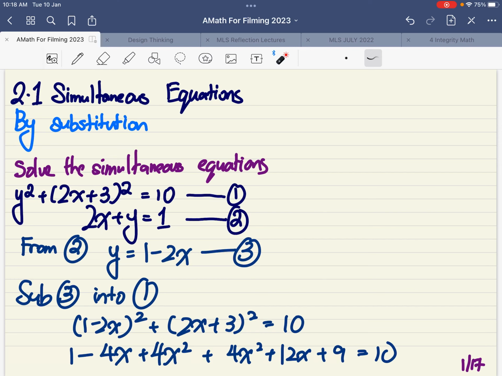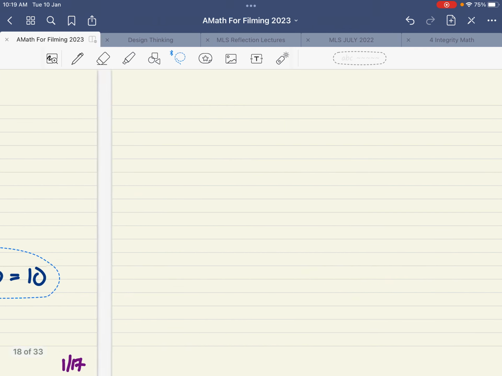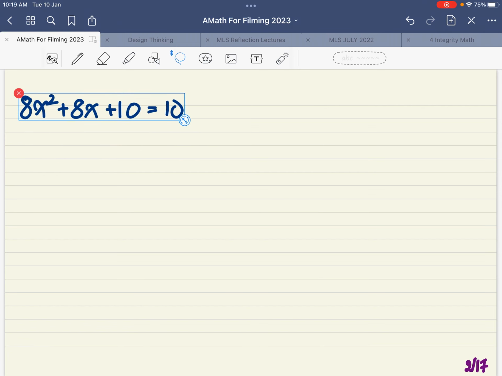The next thing that I will need to do is to simplify everything. So I will start to collect terms, okay? 4x squared plus 4x squared gives 8x squared. Negative 4x and plus 12x gives plus 8x. Then 1 and 9 give me 10. So it's 8x squared plus 8x plus 10 equals 10. Where does this 10 come from? It is from this side here. So when I have simplified this, I got 8x squared plus 8x plus 10. Let me just cut this out and paste it into the next page over here, so I just carry on there.